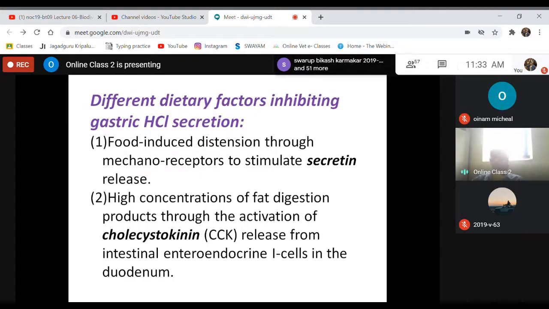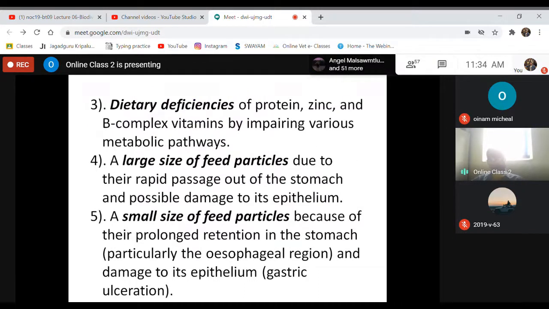So these things are important, please try to remember. The dietary deficiency of protein: as I already told you, when the protein level is very low in the ration, it may be inhibitory to gastric hydrochloric acid secretion. Then deficiency of zinc and B complex vitamins.